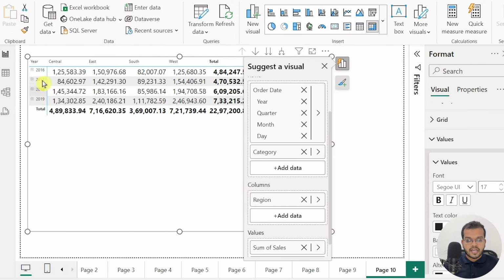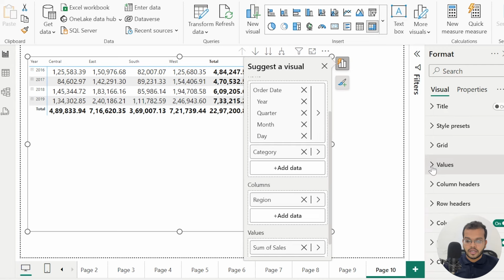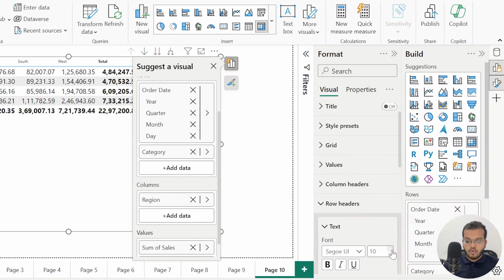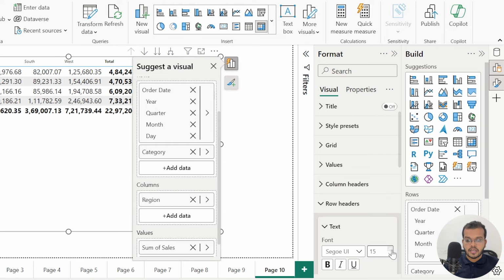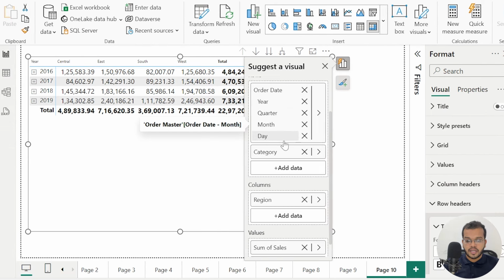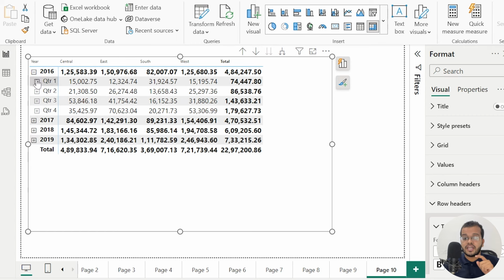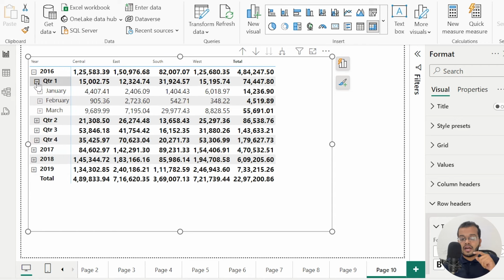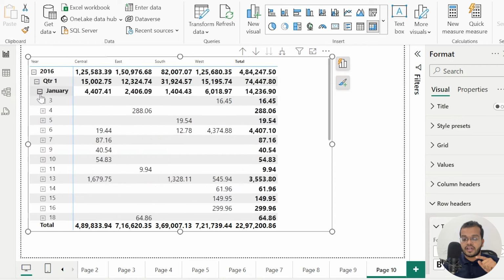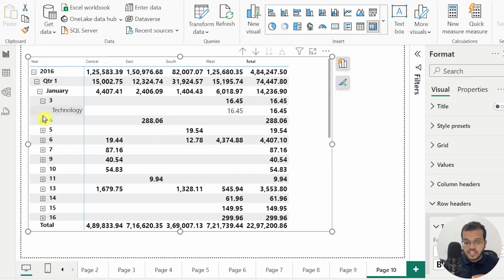We can see that we have 2016, 2017, 2018 and 2019. Whichever you are seeing here, years, dates, we also have year, quarter, month, day, then we have category. If you see here, there is a plus symbol, so I'm drilling down. Drill down and drill up options are there for this matrix chart. If I open up this plus symbol, under 2016 for each quarter, under each quarter for each month, under each month for each date, under each date for each category, you will get how much sales you have got for each region.